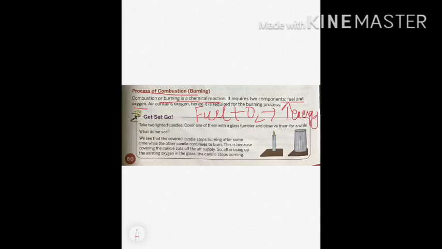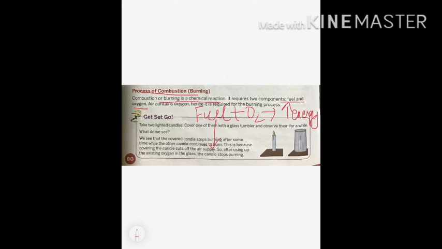That means burning. So first of all, what is a fuel? Fuel is any substance which is burned to produce energy. And oxygen combines with this fuel to produce energy. Energy can be heat energy, light energy, nuclear energy.